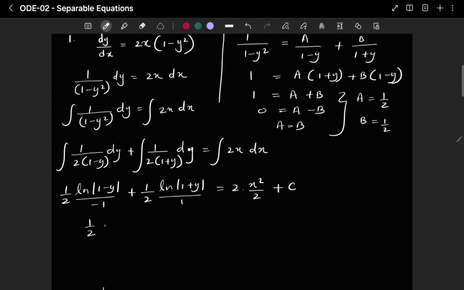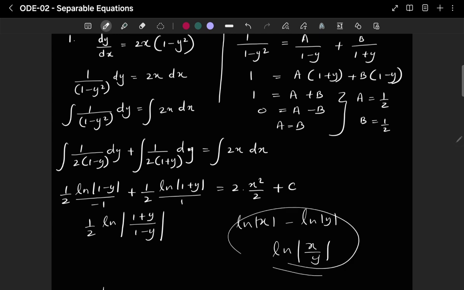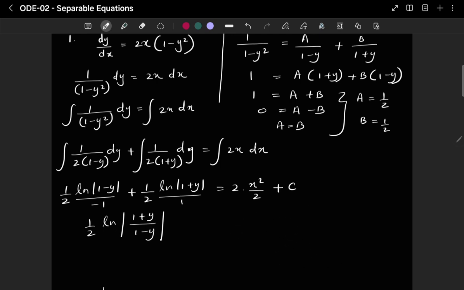So we can simplify this further: ln of (1 plus y) divided by (1 minus y), because we have the minus here, and we know that ln x minus ln y can be written as ln of x divided by y, so I'm using this here. The 2 and 2 cancel out, giving x squared plus c. We can keep the solution like this as an implicit solution. We do not need to write y equals, because the question does not ask us to keep it in the explicit way. So it's easy, we can keep the solution like this.